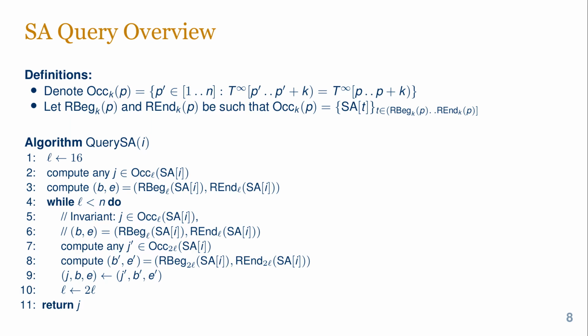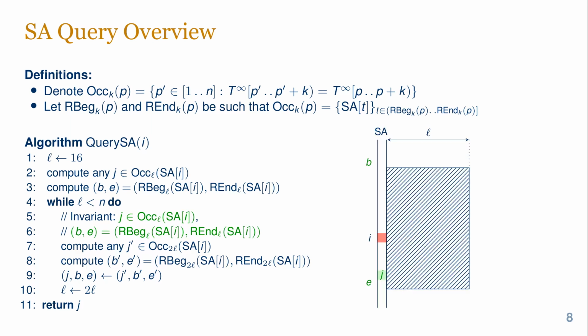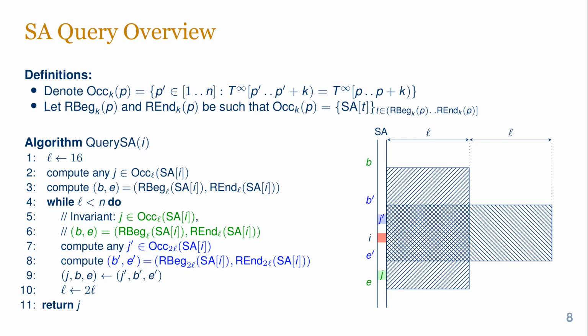In lines 4 through 10, we then successively narrow down the range, each time increasing the prefix length L by a factor of 2. More precisely, at the beginning of the iteration, the suffix starting at position j matches the suffix SA[i] up to at least L symbols, and b, e are the endpoints of the current range. Using this information, we first compute a new witness j', and then the new range boundaries b', e' for length 2L. Observe that when L reaches a value greater or equal than n, the range [b, e] is of size 1, and thus our witness j must be equal to SA[i]. We thus return j as our answer in line 11.